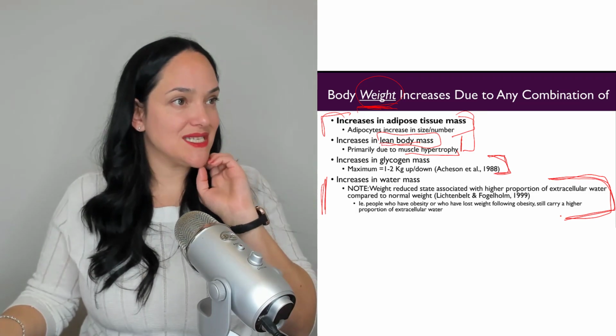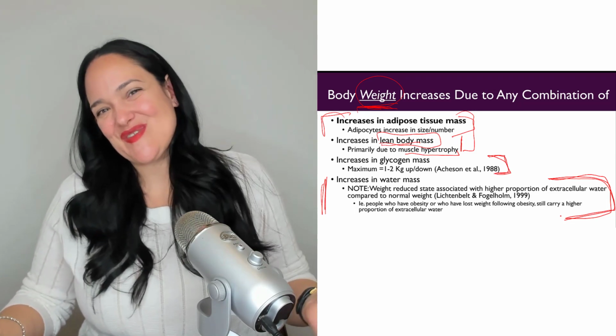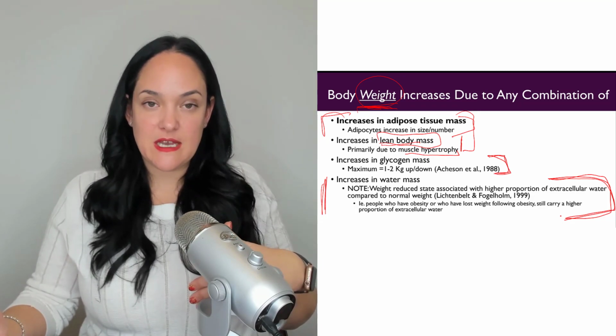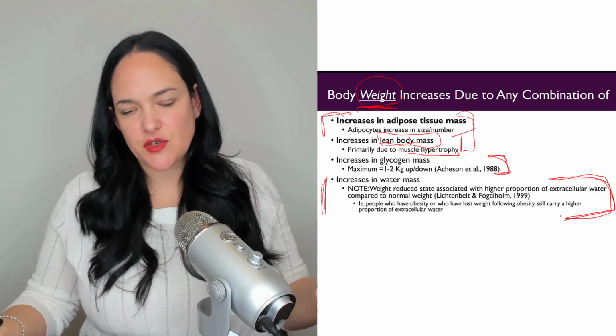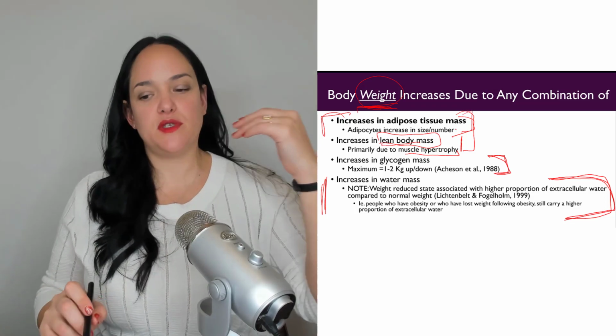Okay, so for instance, if someone is retaining a lot of water, maybe they eat a lot of salty foods, a lot of processed foods around the holidays, they're more likely to gain a lot of water mass. Okay, but that's transient. We're less concerned about that than significant increases in adipose tissue mass.